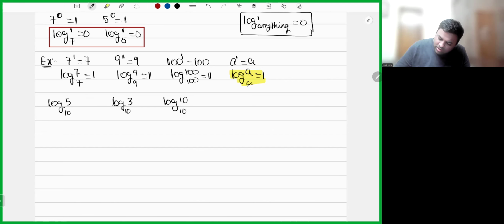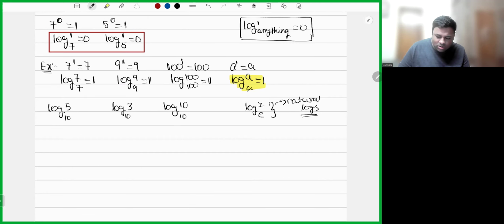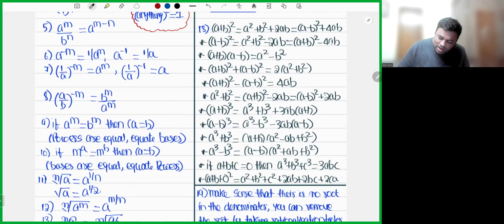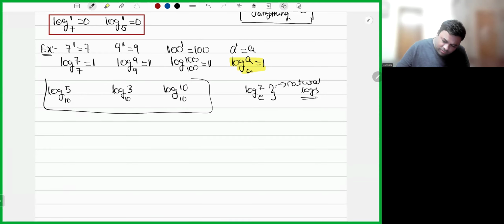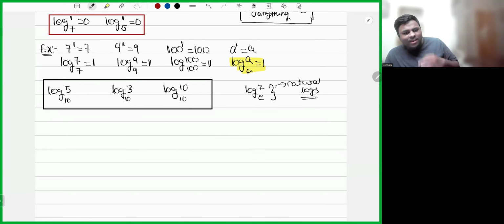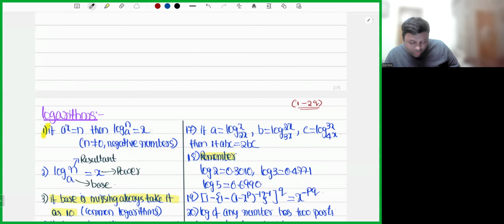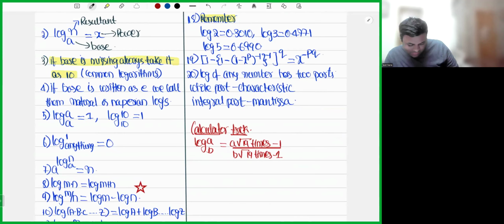Sometimes, my dear friends, he will give you log 7 to the base e. In this case, we don't call it as common logarithms. Rather, we call it as natural logs. However, we don't use natural logs in our syllabus. We use only common logs in our syllabus. There's only one sum, I guess, where you will be using natural logs. However, everywhere you will be using common logs itself. If base is missing, always take the base as 10, not e.